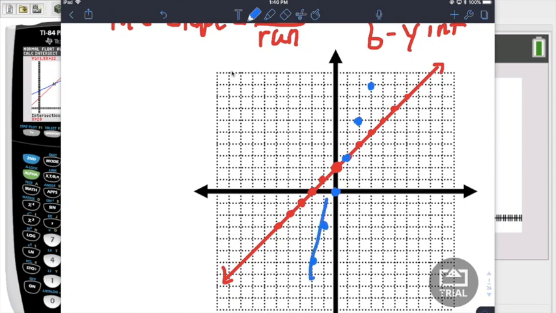It's always a good habit to get a couple of points, and then draw your line. And we're looking for that point where they cross, which is right there. Sometimes I'll circle that. So our solution looks like it's (1, 3) in this case.